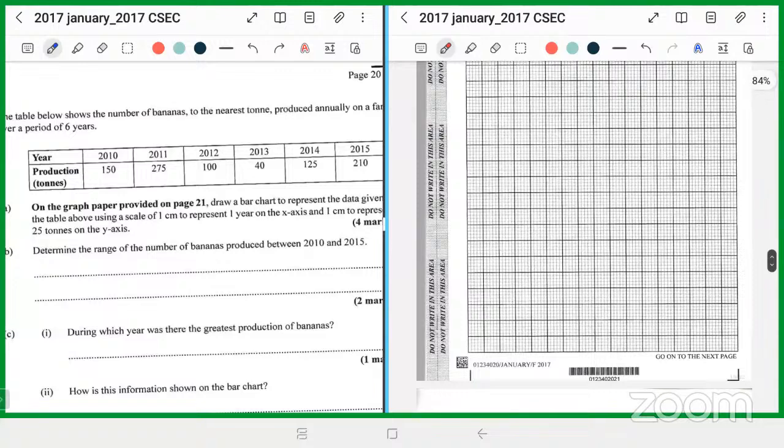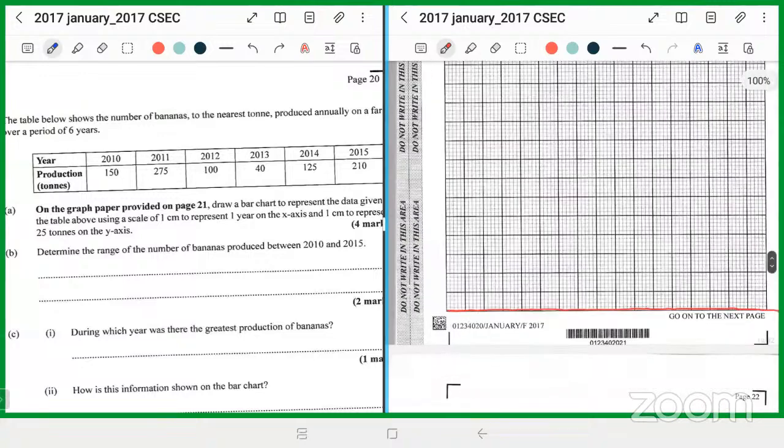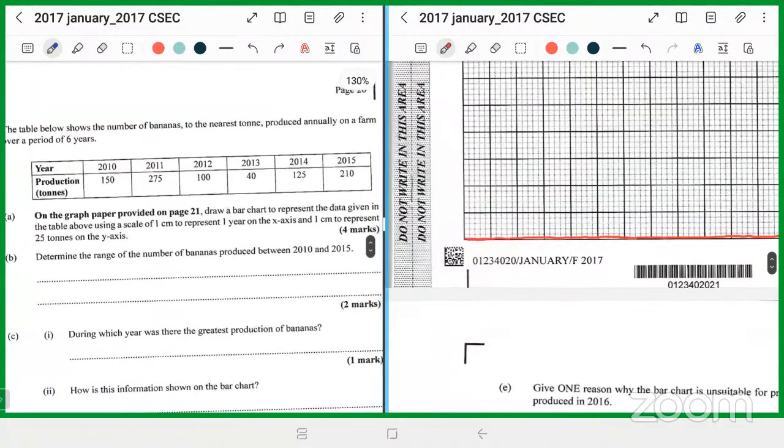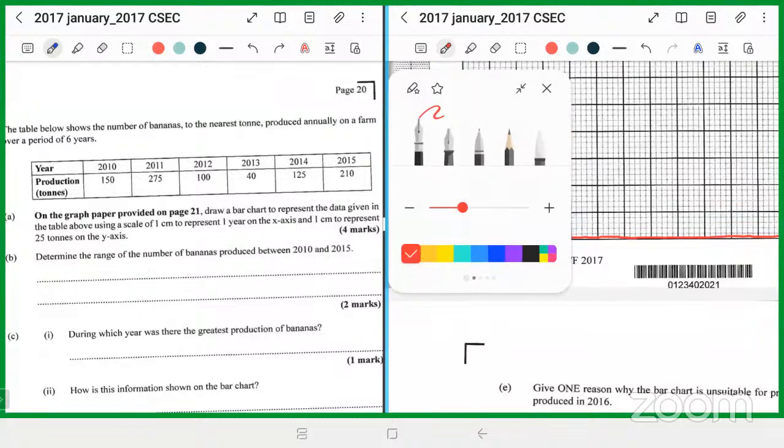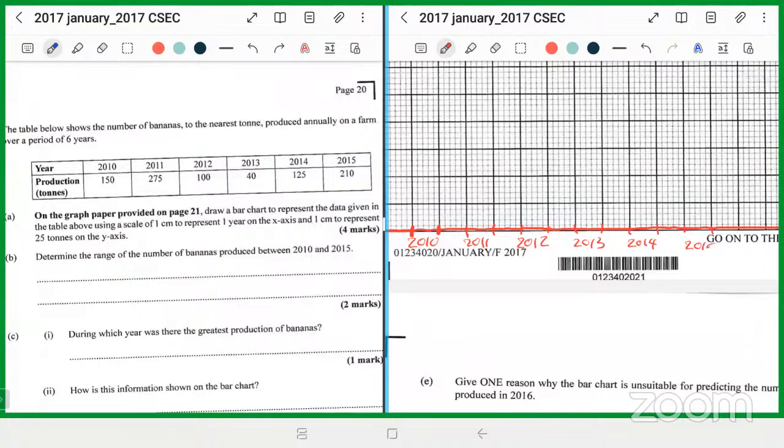All right, so on the x-axis, we're going to go how much? 1 centimeter to a year. Remember, the bar chart must be evenly spaced out, right? So we can make 1 centimeter for the first bar, 2010. Let's put 2010 for this bar. And then this bar would be for 2011. This bar would be for 2012. Then this bar will be for 2013. This one will be for 2014. And the last one out here for 2015. The bars must be evenly spaced and the same size.